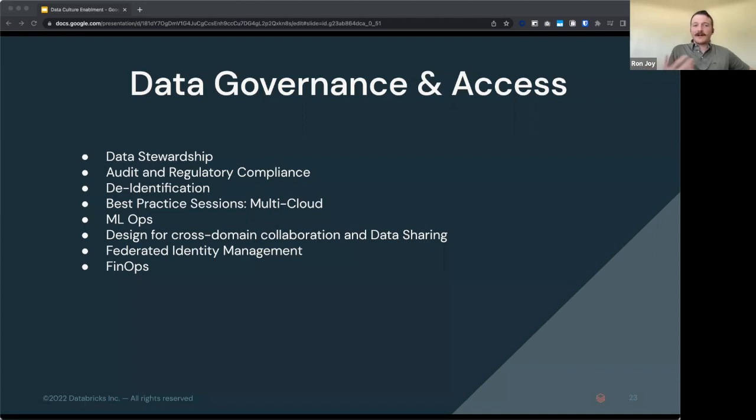Make sure that you have audit and regulatory compliance. Make sure that you have all of your PII capabilities in place to anonymize. Make sure that you have all of your cost management and reporting planned out and ready to go, right? It's not going to be 100%. It never will be. We've already talked about this.